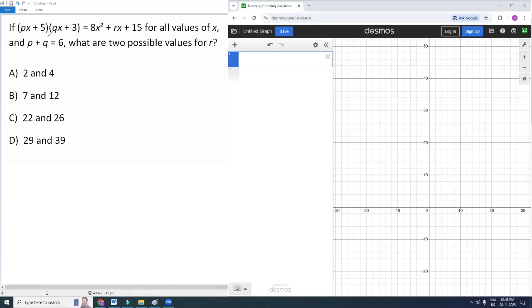If (px + 5)(qx + 3) = 8x² + rx + 15 for all values of x, and p + q = 6, what are two possible values for r? Okay, now let's consider the given equation over here. In this equation, we have to find two possible values for r.